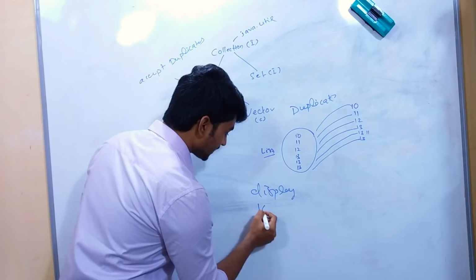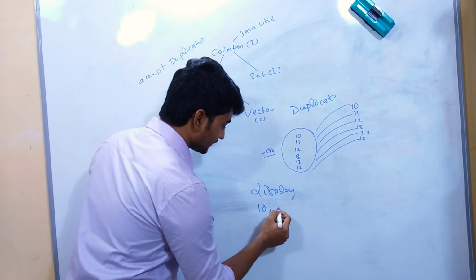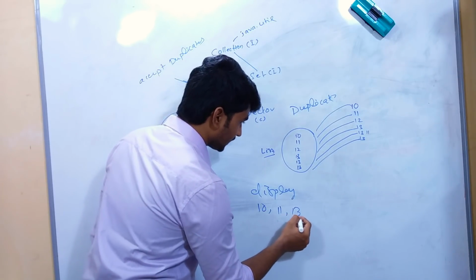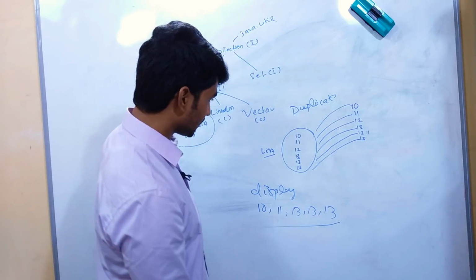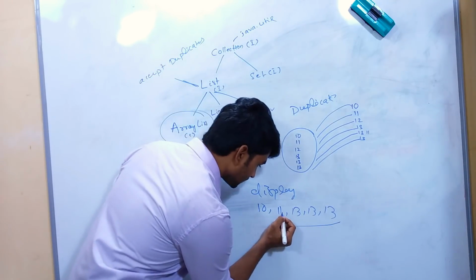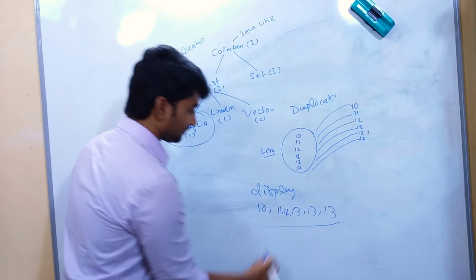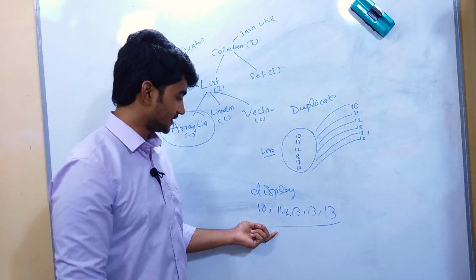So you have inserted 10 first, so I'm going to show you 10, and then 11, then 12, then 13, and then 13, because these are the elements that you have entered over here. Sorry, I missed 12, right? Okay, there you go. I think it is clear.